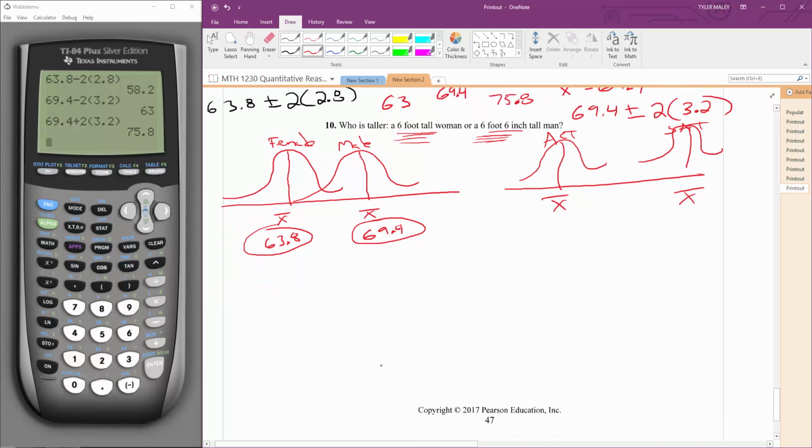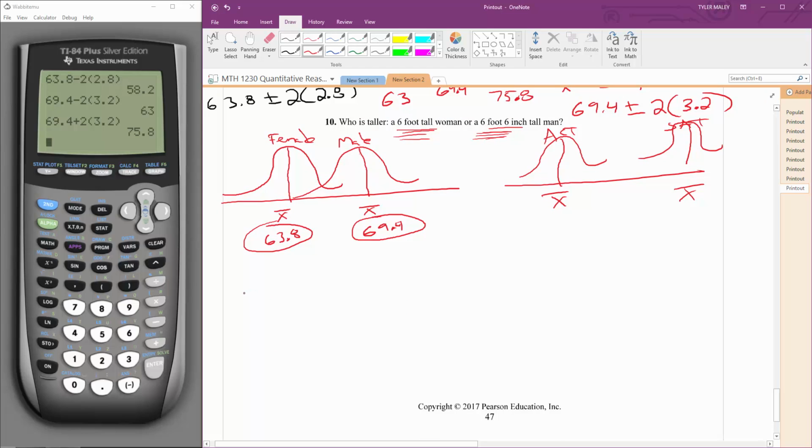So let's do this. A z for the woman would be equal to x minus x bar divided by the standard deviation. So let's find these values. Remember, this is in inches and this is in inches, so this also needs to be in inches.